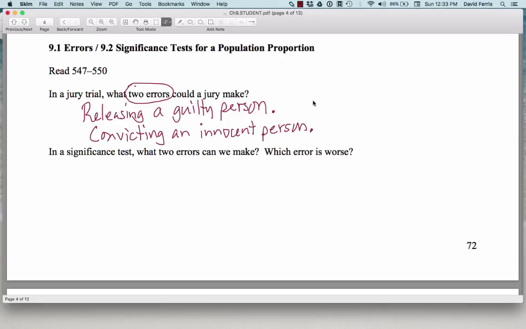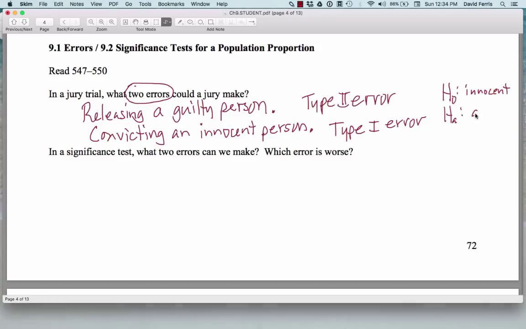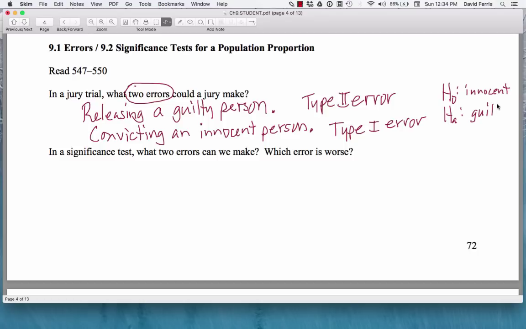Releasing a guilty person would be the same as a type 2 error. And convicting an innocent person, that would be a type 1 error. I'll let you think that through, why that is. You've got to remember what the null hypothesis is in jury trials. The null hypothesis is innocent. The alternative hypothesis is guilty, at least in the United States, that's the way it is. So if you think about what the hypotheses would be, hopefully it makes sense why convicting an innocent person would be a type 1 error, and releasing a guilty person would be a type 2 error.